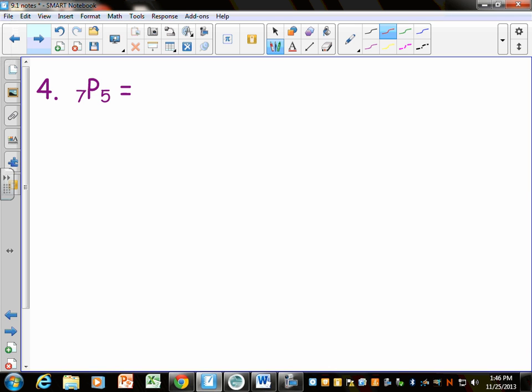So do this one without your calculator first. Well, I mean, you can use your calculator to multiply, but don't use the permutation button. And then check it with the permutation button. Because I want you to be able to do both.